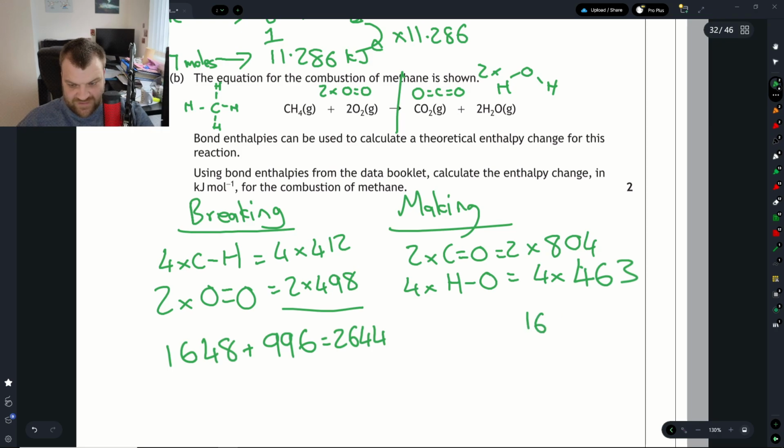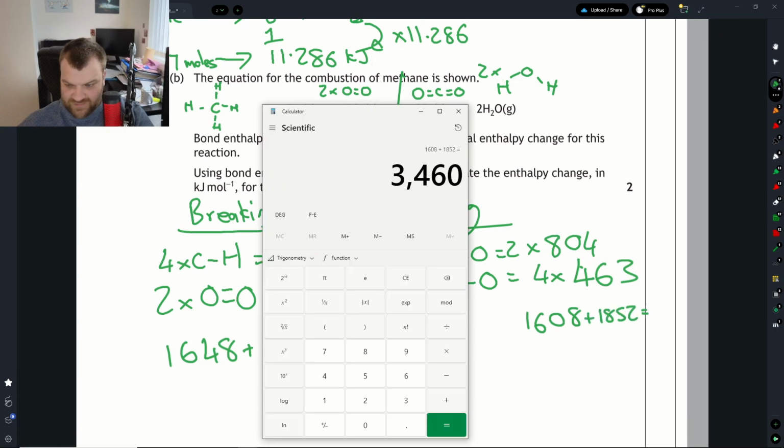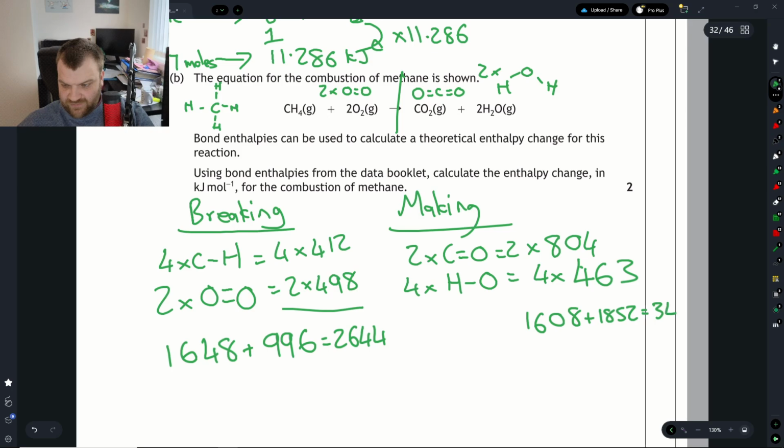Other side we have 1608. We would then have 1852. Gives you 3460.